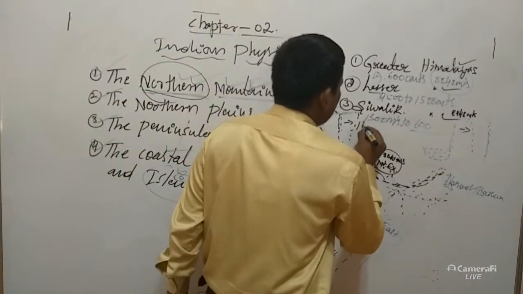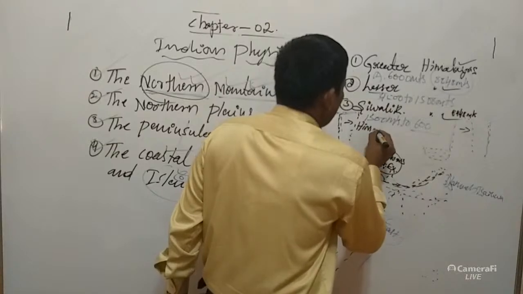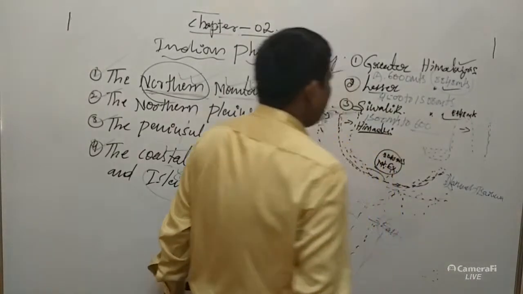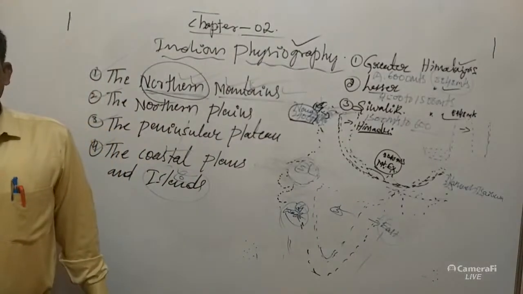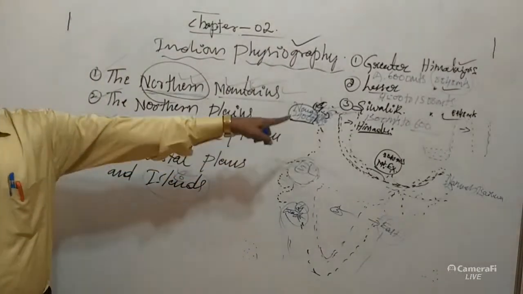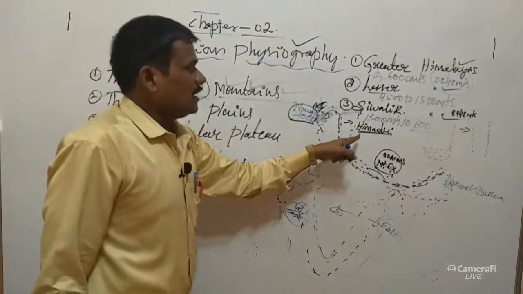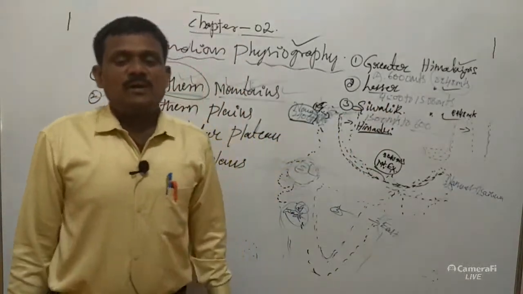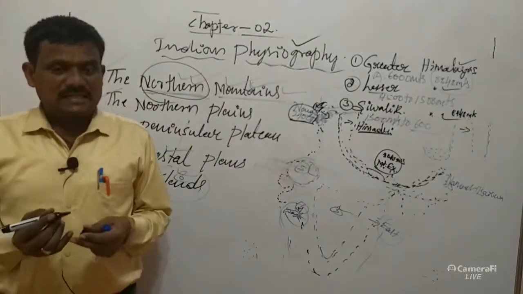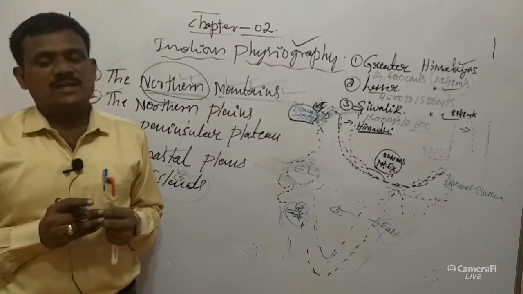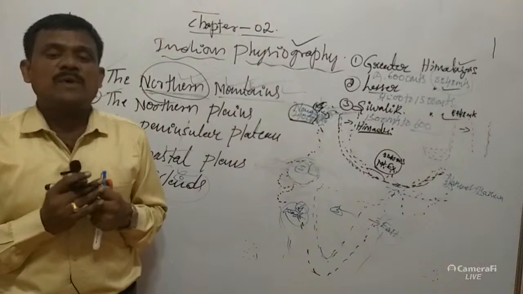This is called Himadri. Why do we call it Himadri? Because this area is covered with snow. The northern part, the Great Himalaya, is also called Himadri. And one more thing, many glaciers are there, for example the Gangotri glacier and Yamunotri glacier.